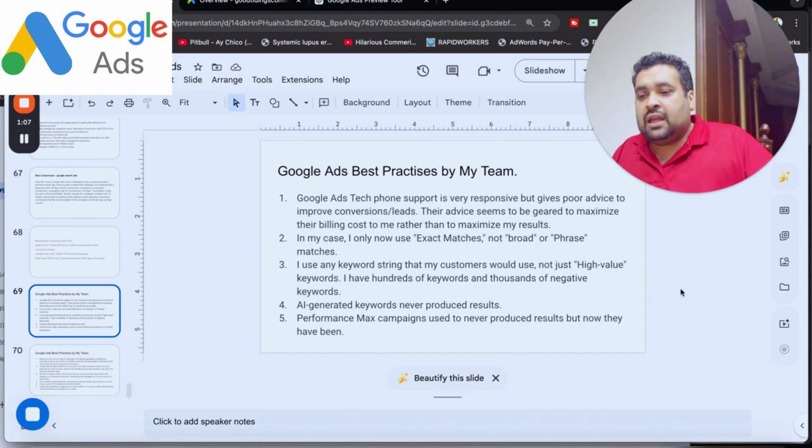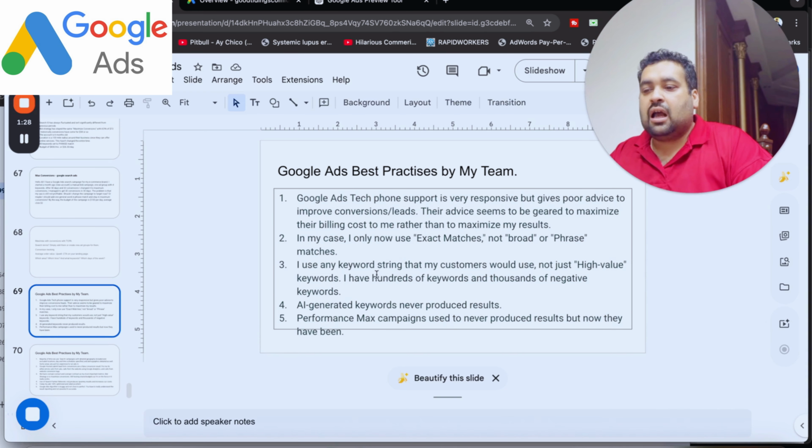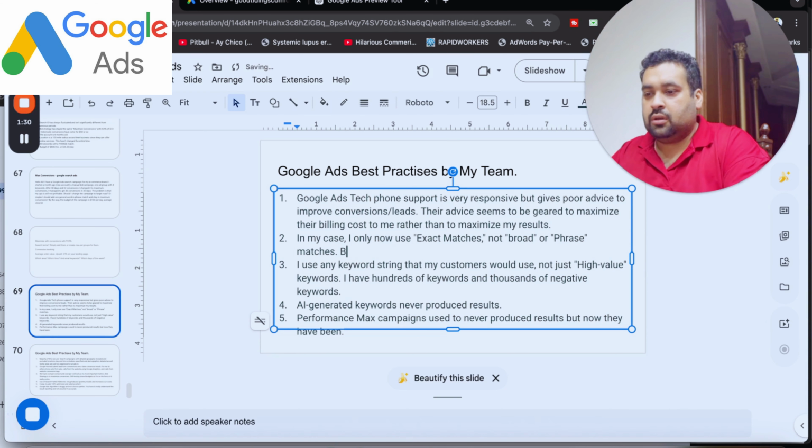And the second is regarding the keywords and bidding strategy. In my opinion, exact match keyword is one of the best strategies to be followed, and the second is phrase match. Broad match, not at all. This was an old saying, but now you can do broad match with smart bidding. So broad match with smart bidding is now acceptable as well.